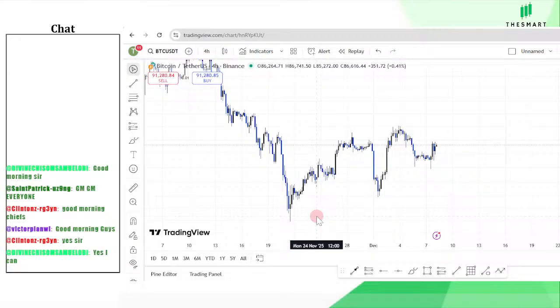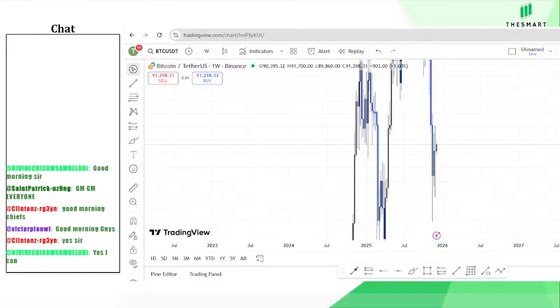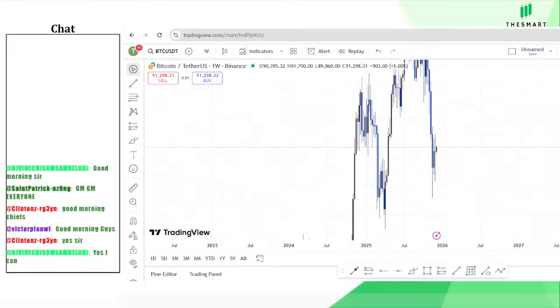All right. So let's go. We'll be starting with BTC this morning. So let's look at BTC from the weekly time frame. Let's see what we'll have on BTC this morning.